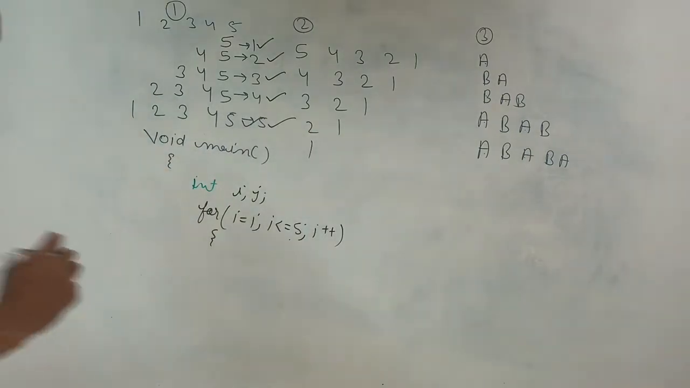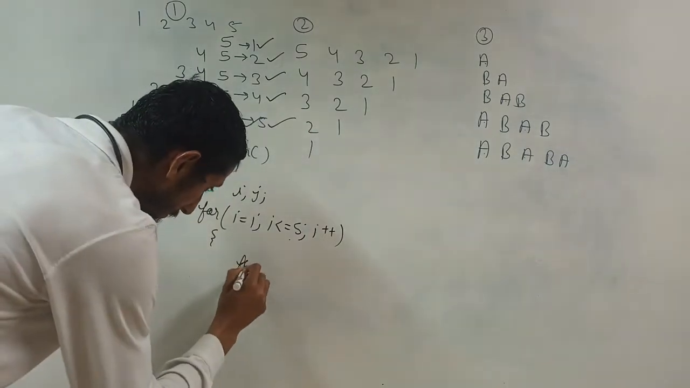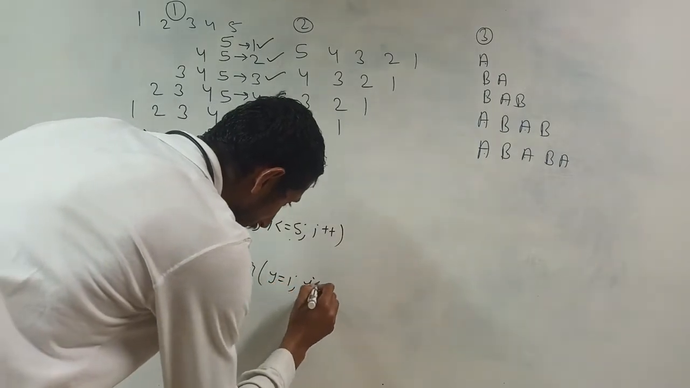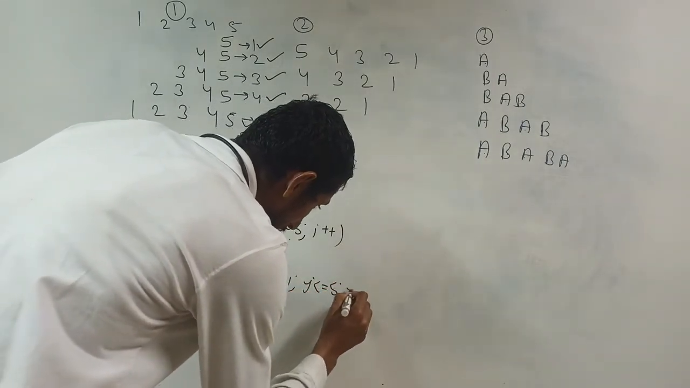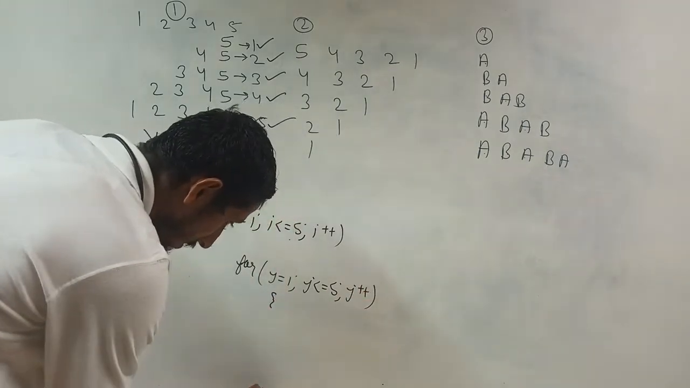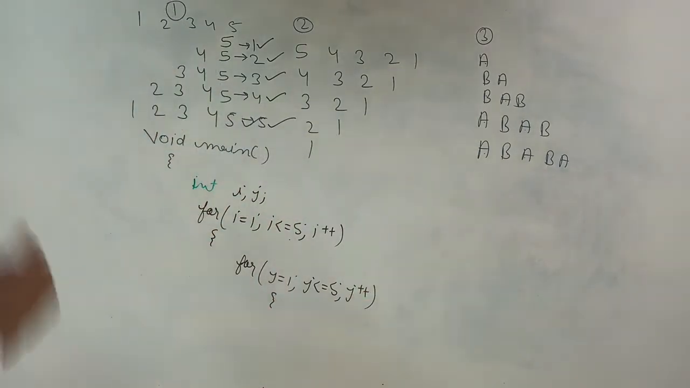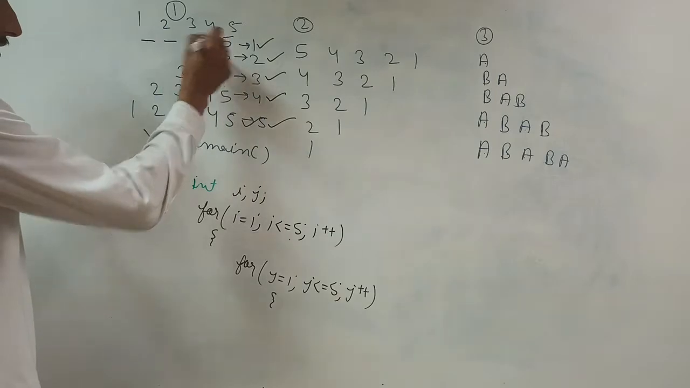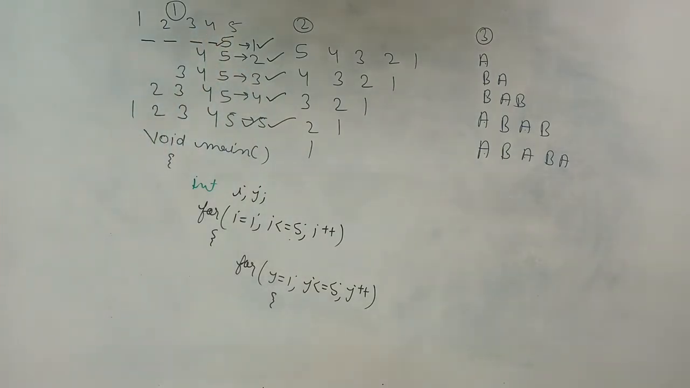How many columns do I have? I have 5 columns. So let me write another for loop: for (j = 1; j <= 5; j++). How many columns do I have? I have 5 columns. But before printing the content, I have to print some space. So I have to decide how many spaces I have to print.